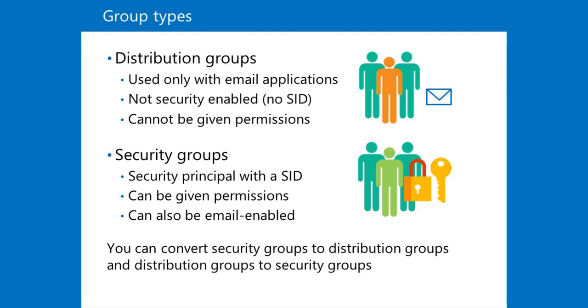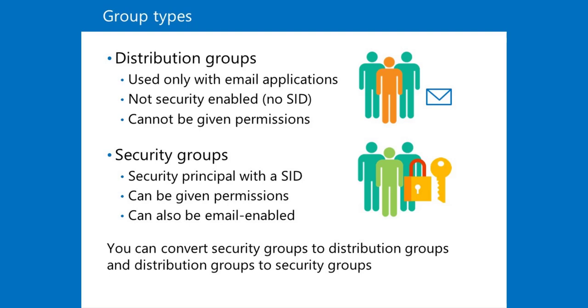You can use security groups in permission entries and access control lists, ACL, to control security for resource access. You also can use security groups as a means of distribution for email applications. If you want to use a group to manage security, it must be a security group. Note, the default group type for newly created groups is security.